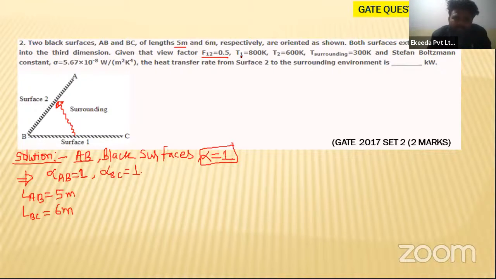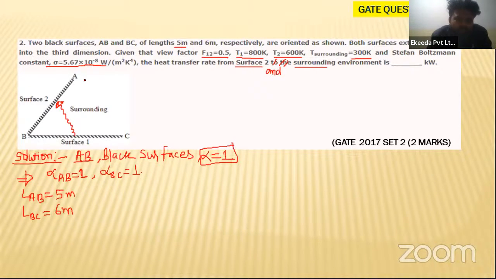And temperature T1 they have given to be 800 Kelvin. Temperature T2 is 600 Kelvin. And surrounding temperature is 300 Kelvin. And also they have given the Stefan-Boltzmann constant. Very simple question, my dear friends. Now they are asking the heat transfer rate between the surface and the surrounding environment, in kilowatt. So let us do this question.